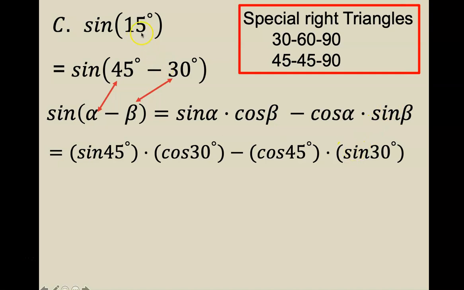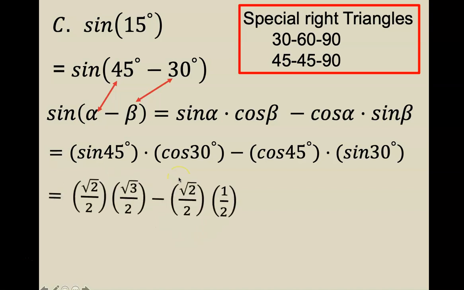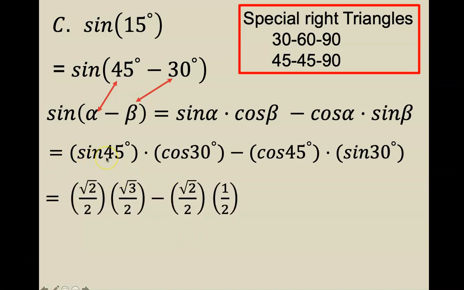Now, since we've converted the 15 into angles we actually do have in our special right triangles, I can just use my gang signs here and my unit circle. I know sine 45 is root 2 over 2, cosine of 30 is root 3 over 2, minus cosine 45, root 2 over 2, sine 30 is half. Then we multiply. Root 2 times root 3 makes root 6, and on the bottom, 2 times 2 is 4. So my first fraction ends up being root 6 over 4.